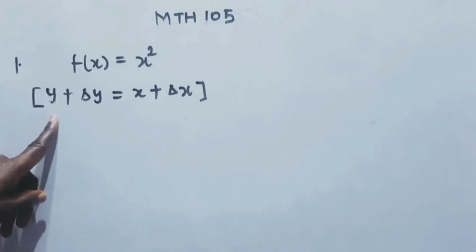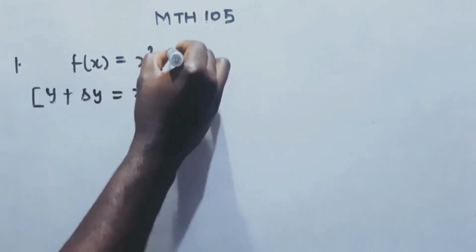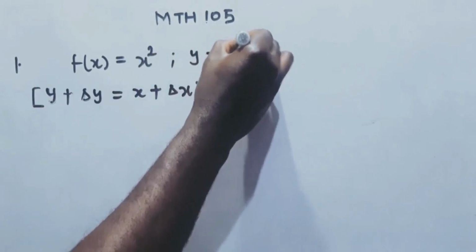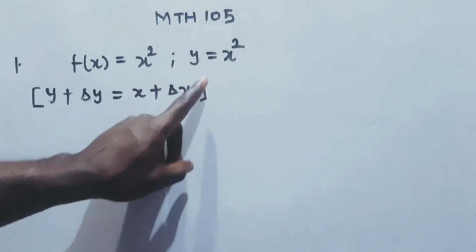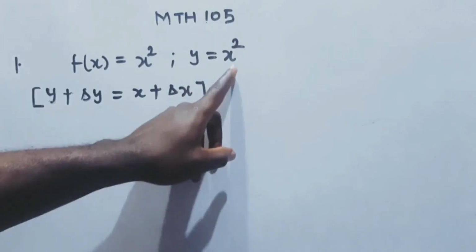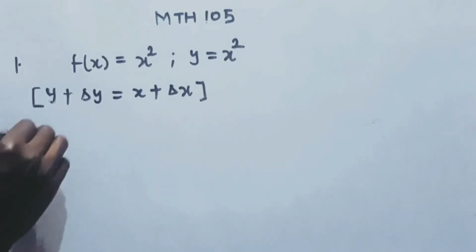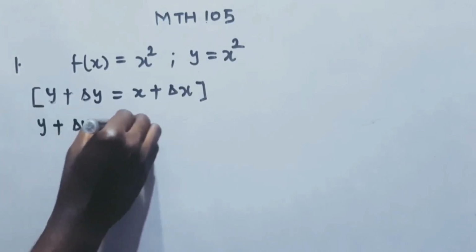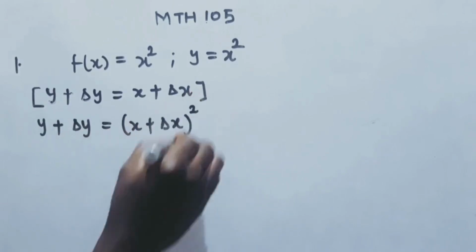Now, do you see y plus change in y here? All I'm trying to say is that this function of x could as well be written as y equals x squared. So anywhere you see y here, you replace it with y plus change in y. And anywhere you see x here, you replace it with x plus change in x. So therefore we have y plus change in y equals x plus change in x raised to the power of 2.